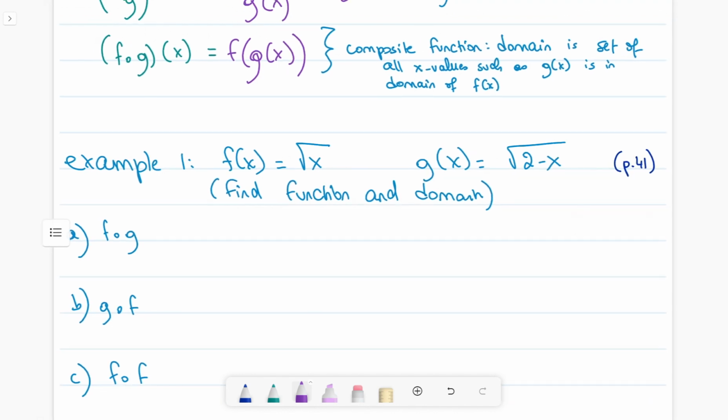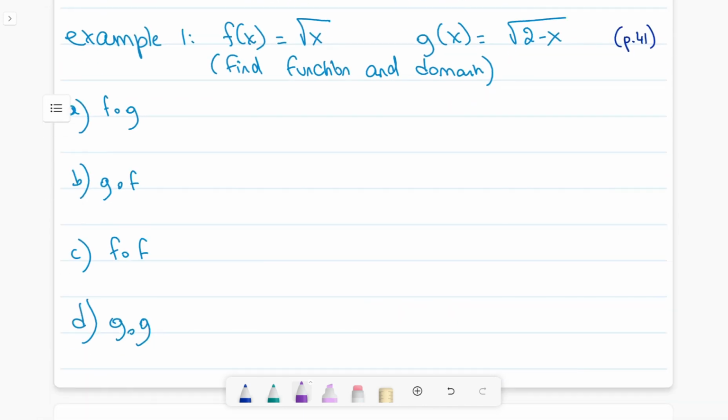So let's start with that example to understand composite functions better. If we're given f of x equals square root of x and g of x equals square root of 2 minus x, let's find f of g. What we do to answer this question is first we write f of x. Wherever we have x, we replace it by g. So I will replace x by square root of 2 minus x.